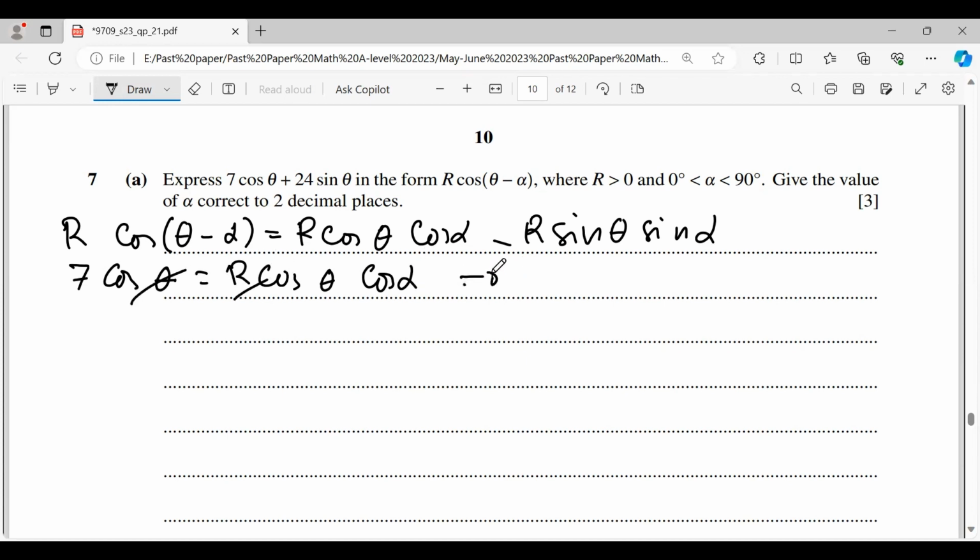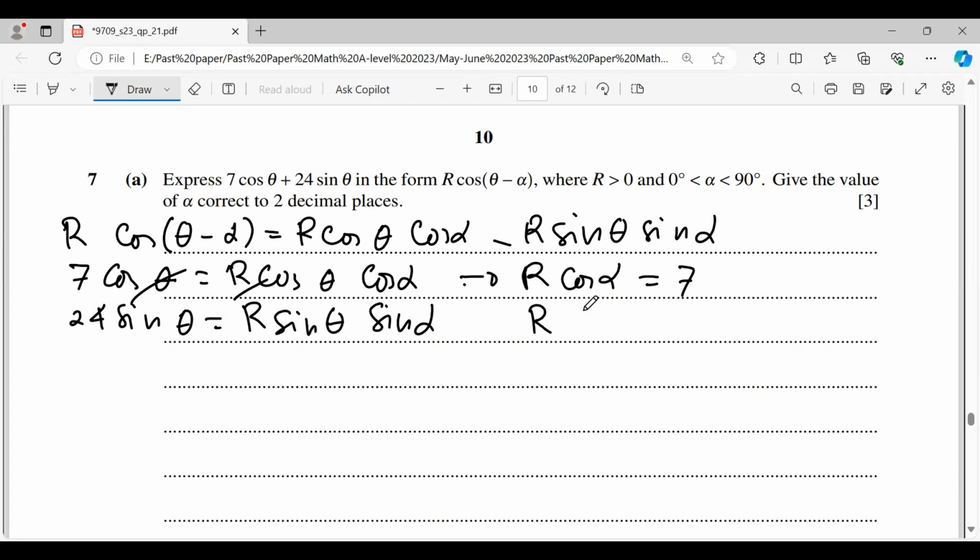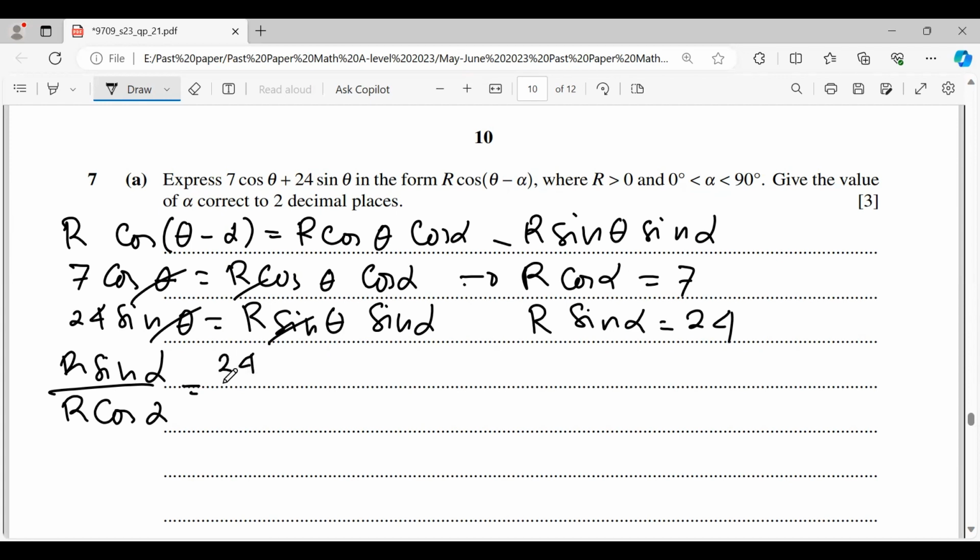So it means r cosine alpha equals 7. And next, 24 sine theta equals r sine theta sine alpha. It becomes r sine alpha equals 24. So divided becomes 1. So to this equation, r sine alpha over r cosine alpha equals 24 over 7.